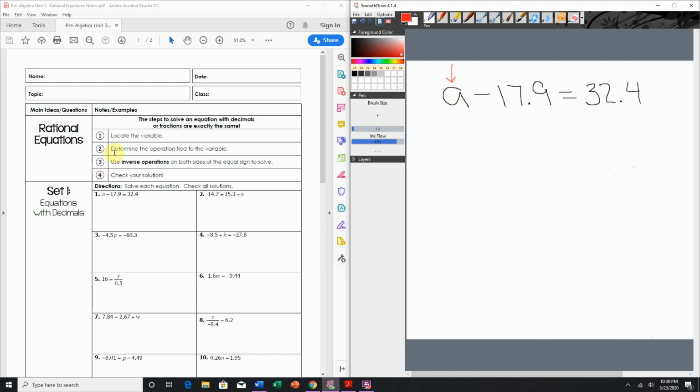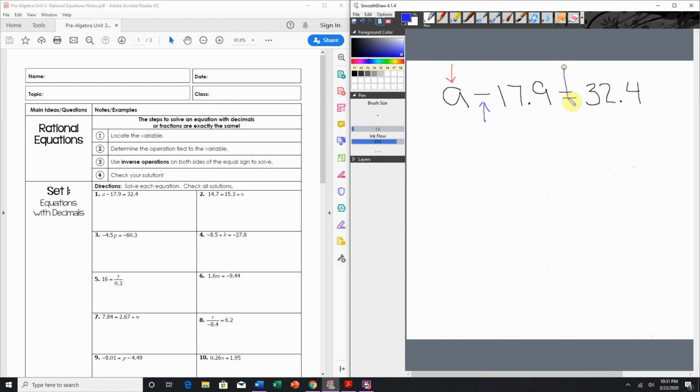Okay, and then it says determine the operation tied to the variable. Okay, so remember it's the operation that's coming after or before the variable. So in this case, we have a subtraction. So we're going to highlight our subtraction. So we have a minus 17.9. And we're going to use inverse operations to cancel out whatever is attached to our variables. Remember, inverse is just a fancy word of saying opposite. So the opposite of subtraction is addition.